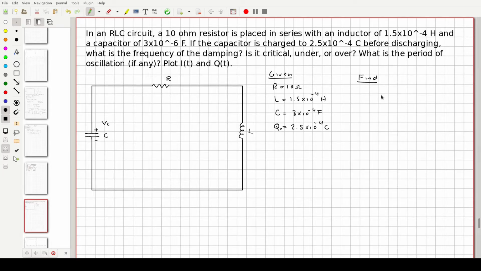And what we want to find is the frequency of the damping, the type, the period of oscillation, and any plots. Okay?